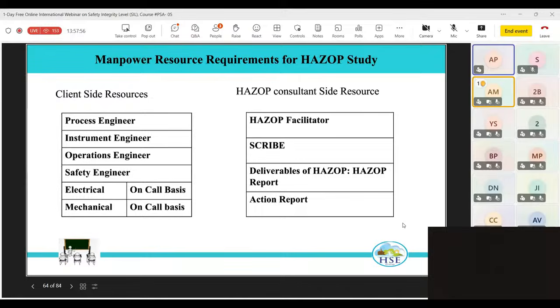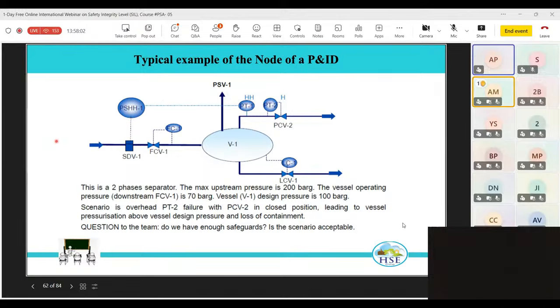Okay. Next slide. Let us go back to our node. Okay. So here this is the particular node. Now this will be taken up by the HAZOP chairman. The job of the HAZOP chairman is to ask questions. Somebody, the process operator or the process design engineer from the client side, will initiate the discussion. He'll explain what is the design intent, and then the HAZOP chairman will ask many questions like if the pressure increases, what happens, or if pressure decreases, what will happen. Like this, they will ask many questions.